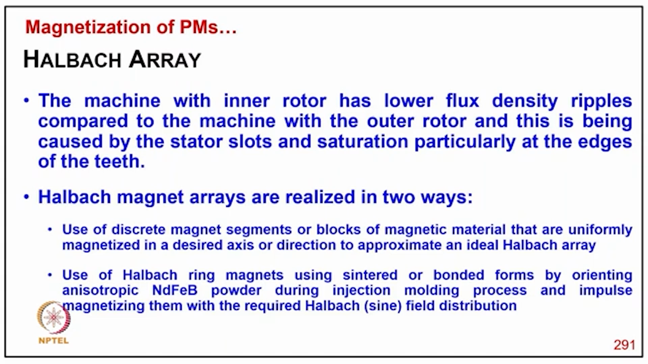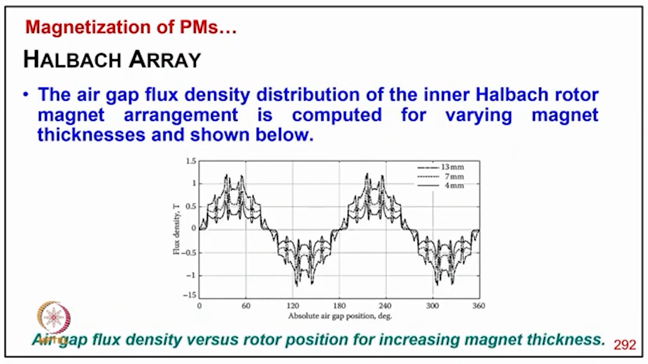So Halbach magnet arrays are realized in 2 ways: the use of discrete magnet segments or blocks of magnetic material that are uniformly magnetized in the desired axis or direction of the appropriate Halbach, and the use of Halbach ring magnets using centered or mounted forms of orientation of NdFeB powder during the injection molding process and pulse magnetizing them with the required Halbach field distribution. So the air gap flux density distribution of the inner Halbach rotor magnet arrangement is compared with varying thickness and shown here.